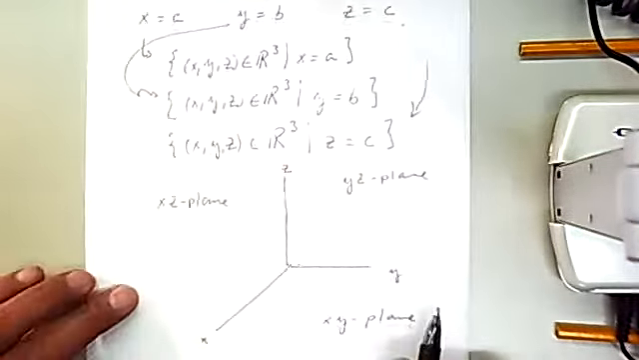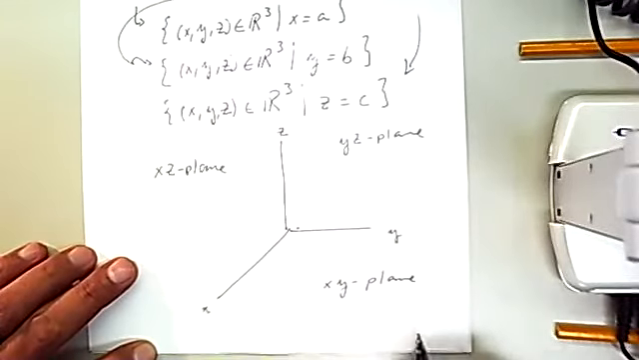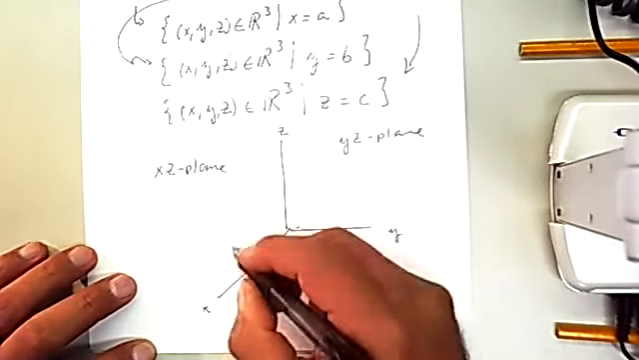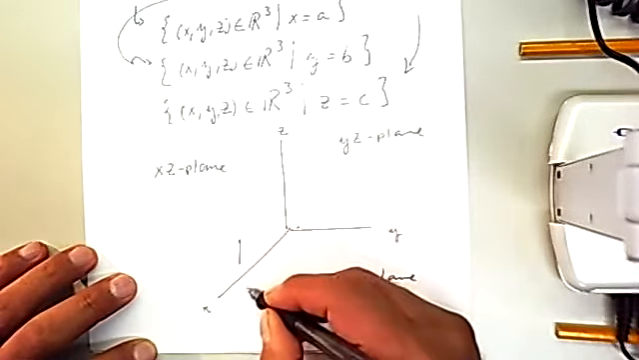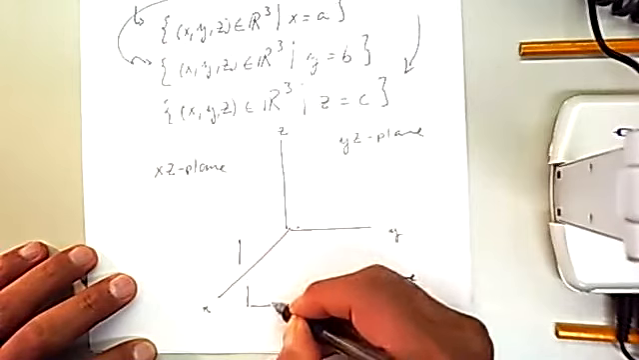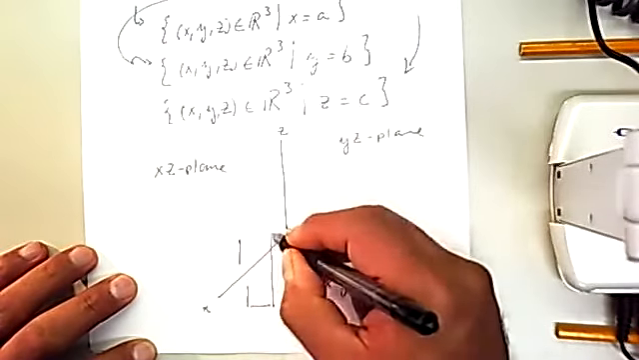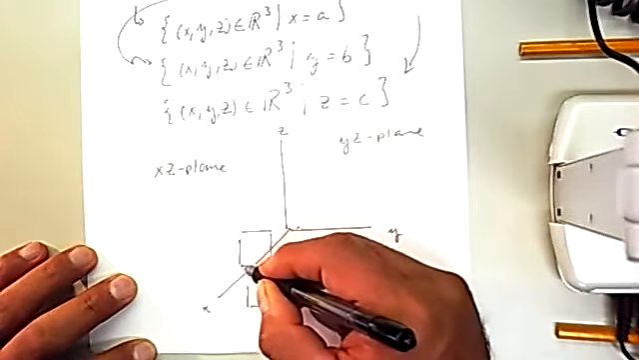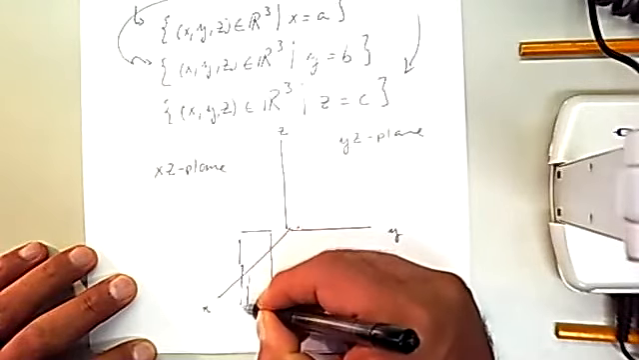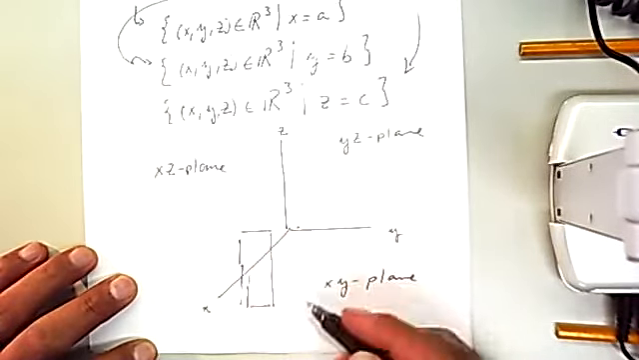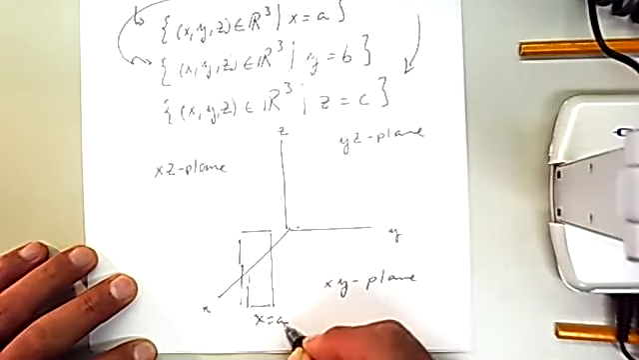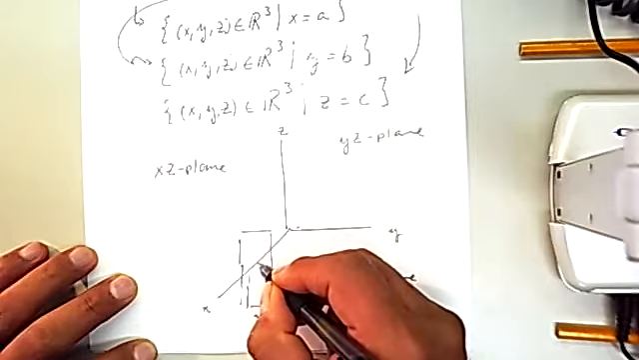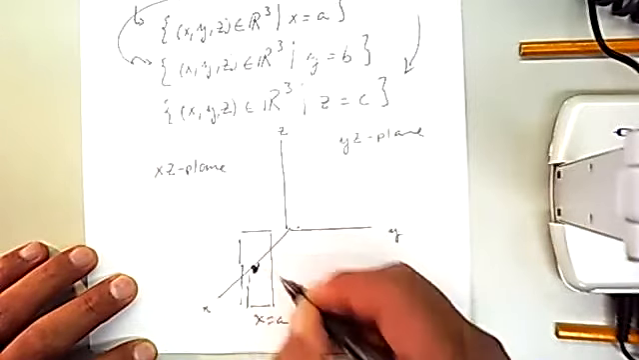So x equals a is a vertical plane that goes this way. We cannot draw the whole plane. We draw part of it. This did not line up correctly, but that's the plane. So this plane represents x equals a, and it goes through the point a.